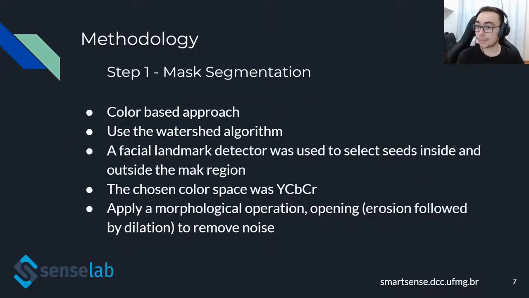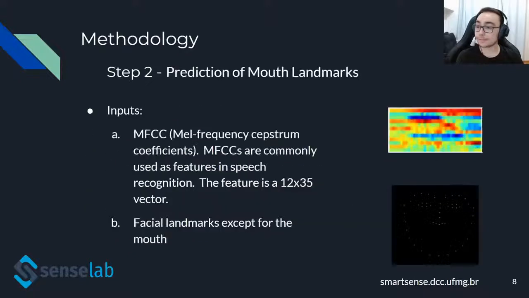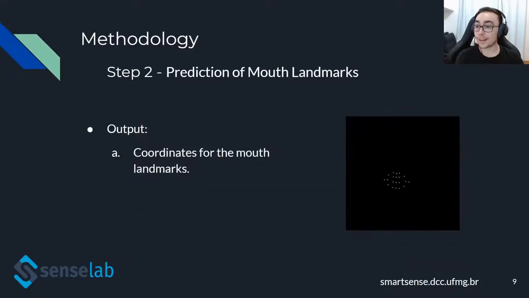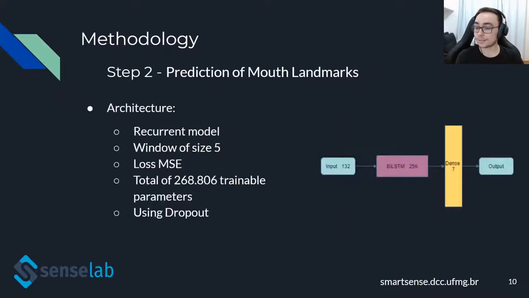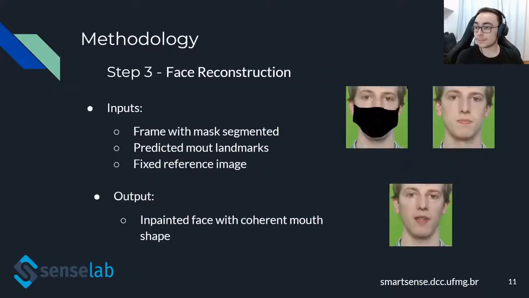As for the first step, the mask segmentation, we use a color-based approach to segment the mask region from the rest of the image. The step 2 is the prediction of mouth landmarks. It has 2 inputs. The first one is the MFCC audio feature, and the second one is the facial landmarks, except for the mouth. The desired output is the mouth landmarks that match the audio information. We adopted a simple recurrent model with a bidirectional LSTM and a dense layer.